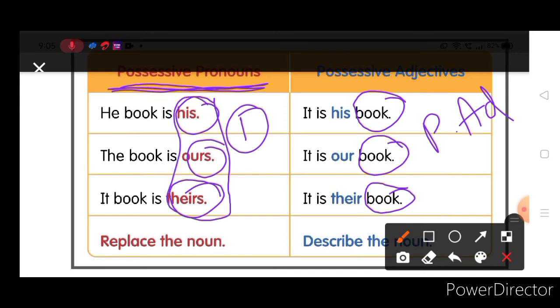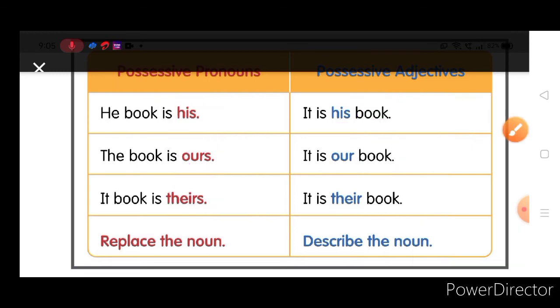The same words, I mean to say, his, our, their, theirs, if they come before the noun, these words are called possessive adjectives. Okay, now let us see.